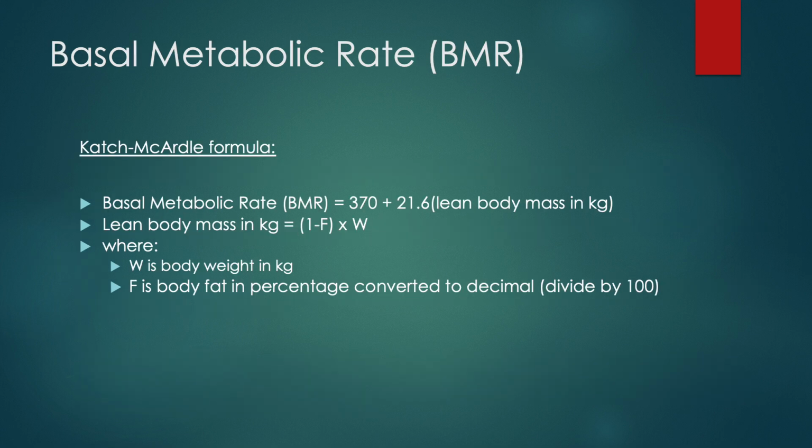In addition to our skin folds and circumference measurements, we can also calculate our basal metabolic rate. This is the amount of calories that we burn just doing our daily bodily functions. So we are able to calculate that rate utilizing our lean body mass in kilograms, and we can figure out our lean body mass by taking our body weight in kilograms and body fat percentage in order to calculate that.